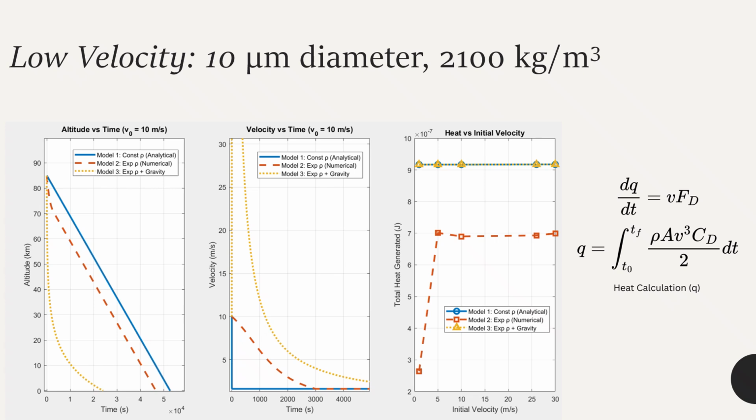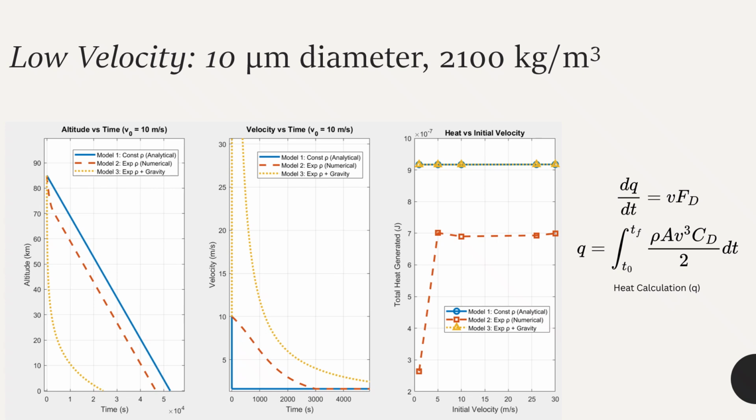Using each of the three models, we wrote a program in MATLAB with help from Claude Sonnet 4.5 thinking for altitude versus time and velocity versus time for the middle index initial velocity. We also plotted initial velocity versus heat for 5 different initial conditions. Here we can see the heat calculation, which is just the integral of the force of drag times velocity over the time interval of interest.